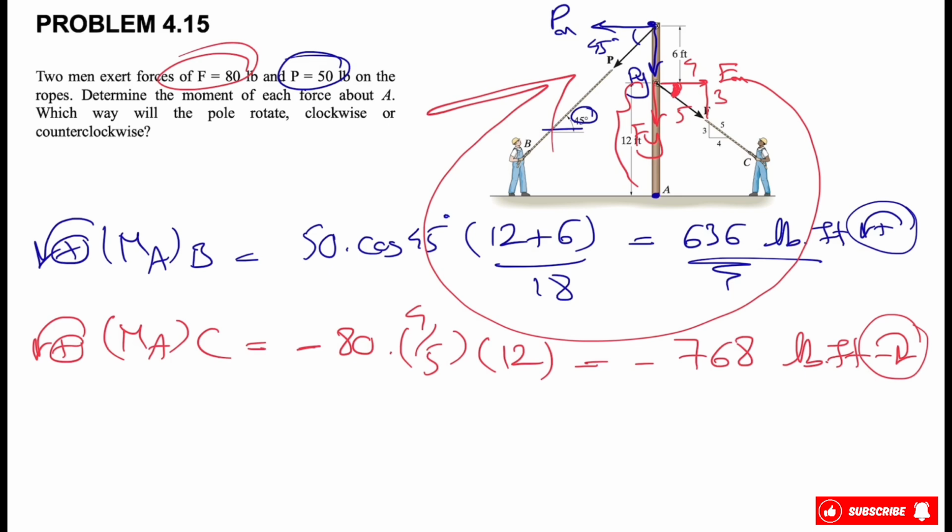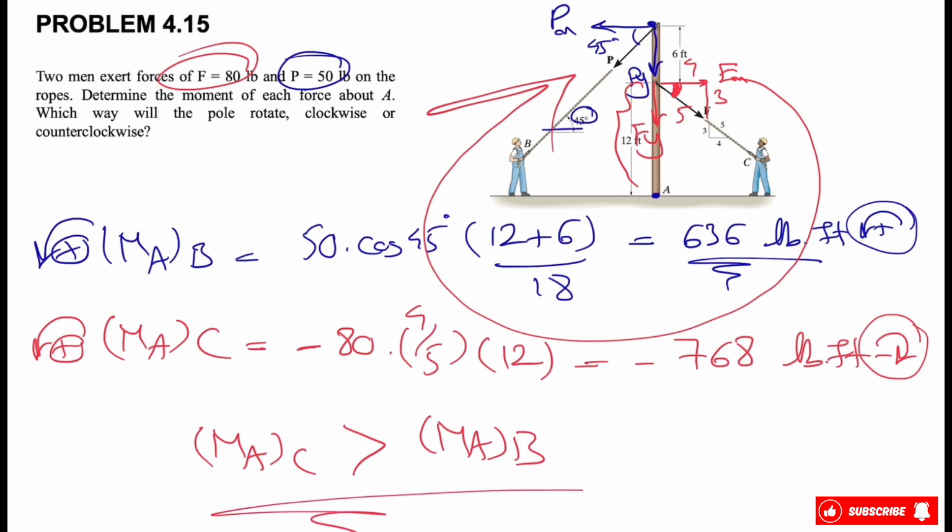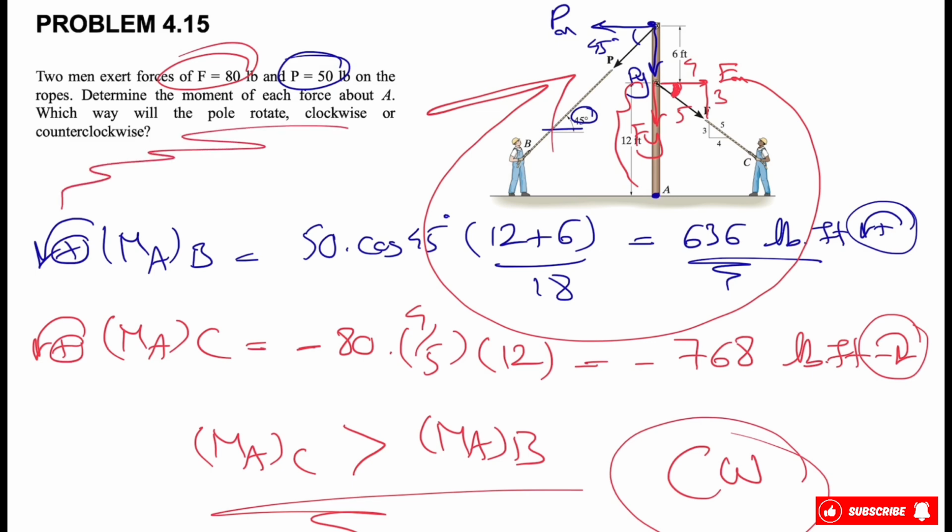So as we can see, the moment of C is greater than the moment of B, and this would show that the man on the right hand side of the beam will rotate the beam in a clockwise direction. And the answer for the second part of the question, which is asking which direction the pole rotates, would be clockwise. So that's the final answer for this question.